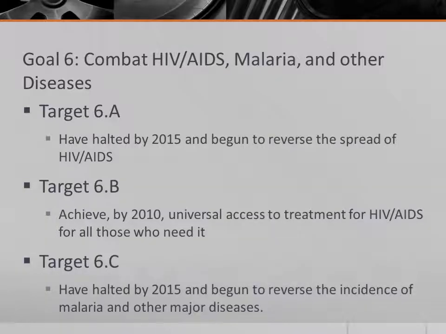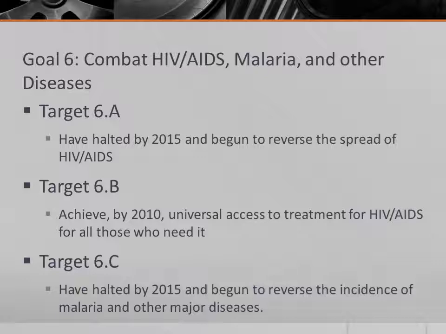Goal number 6 is dealing with diseases, specifically HIV/AIDS, malaria, and they just say other diseases. And in particular, one of them that is specifically mentioned in the 48 indicators is tuberculosis. All right, so here are some of the goals that they wanted to achieve. Have halted by 2015 and begun to reverse the spread of HIV/AIDS. Achieve by 2010 universal access to treatment for HIV/AIDS for all those who need it. And to have halted by 2015 and begun to reverse the incidence of malaria and other major diseases, and one that is specifically mentioned is tuberculosis.